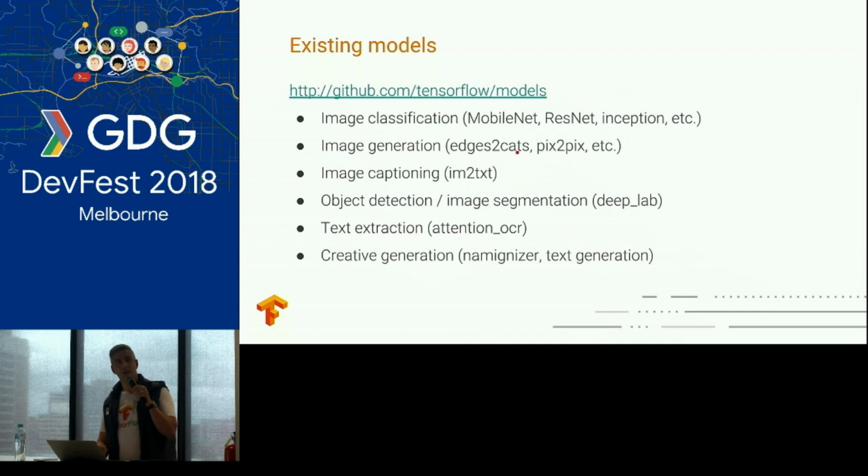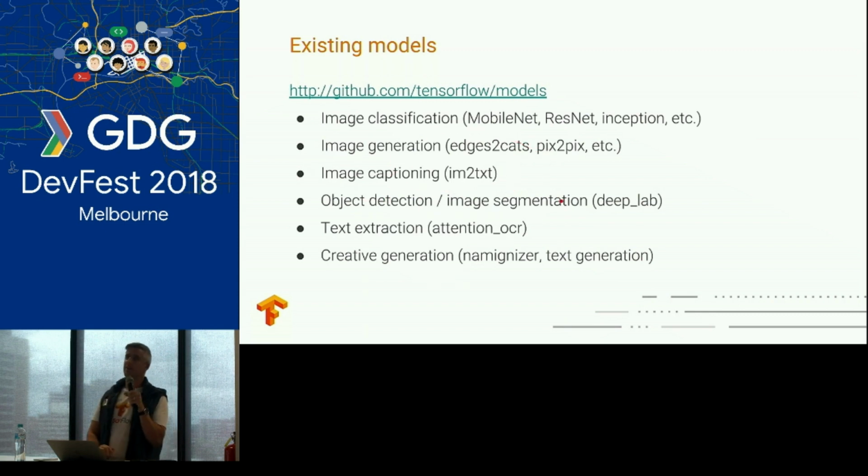Image generation. Has anyone seen the Edges to Cats model before? It's a model that generates a photo of a cat from a line drawing, like a sketch, and they're pretty horrific images that it comes up with, but that kind of image generation model is available to use and download yourself. Image to text, if you want to do image captioning.